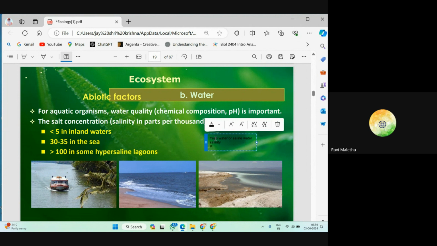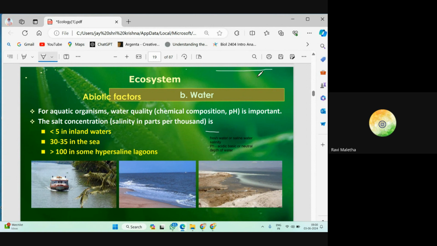Third is pH. pH means whether the water is acidic, or slightly basic, or neutral. This pH also determines which types of fishes can be present. Next is depth of water. Depth of water also determines which fishes are present.